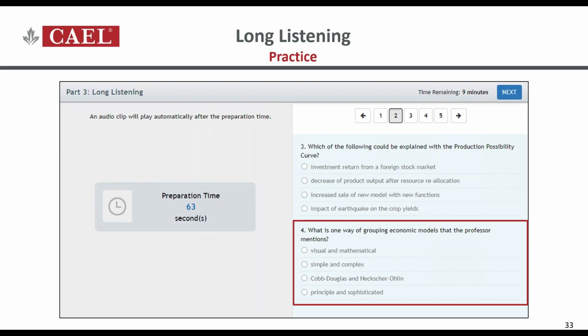Question number 4 says, what is one way of grouping economic models that the professor mentions? And the answers are visual and mathematical, simple and complex, Cobb-Douglas and Heckscher-Ohlin, principal and sophisticated. All right, so can you see any keywords that would help you to find the answer as you're listening to the lecture?